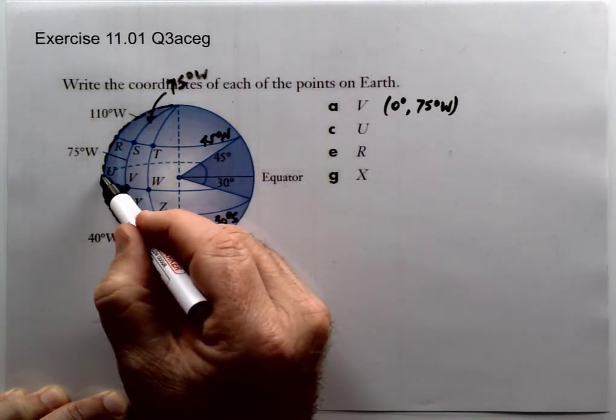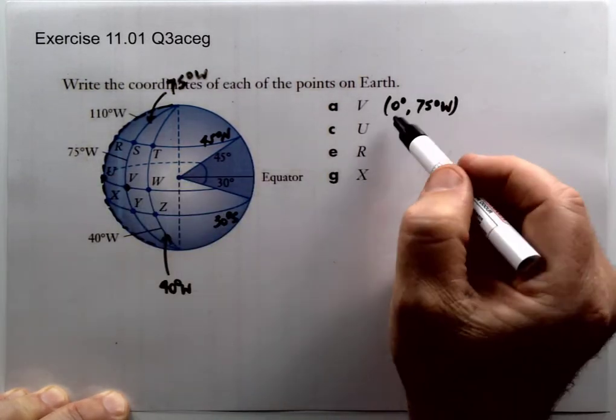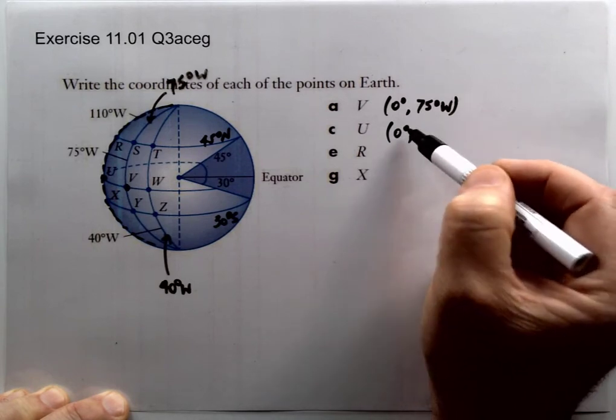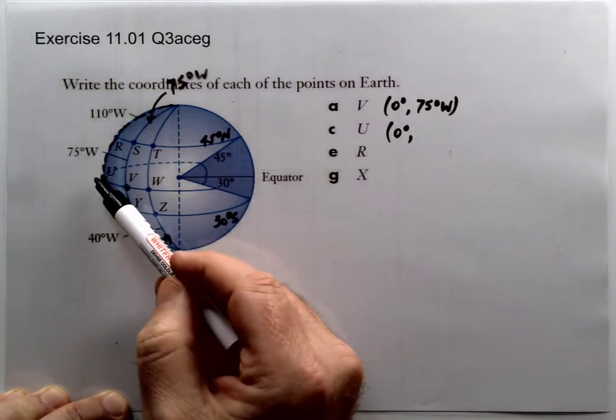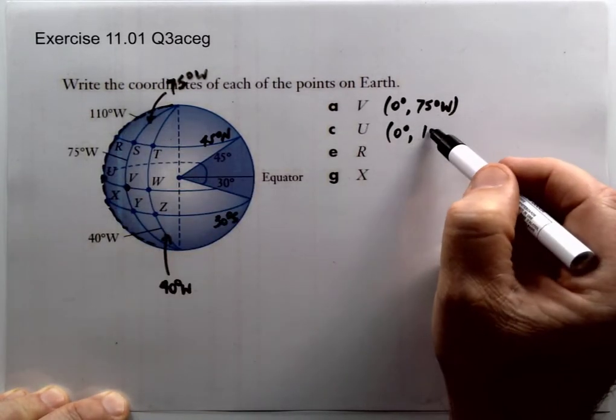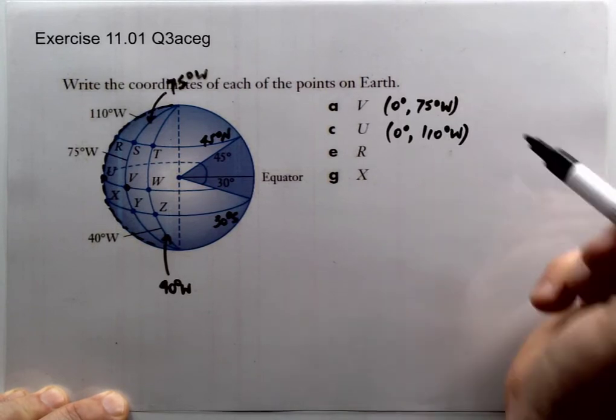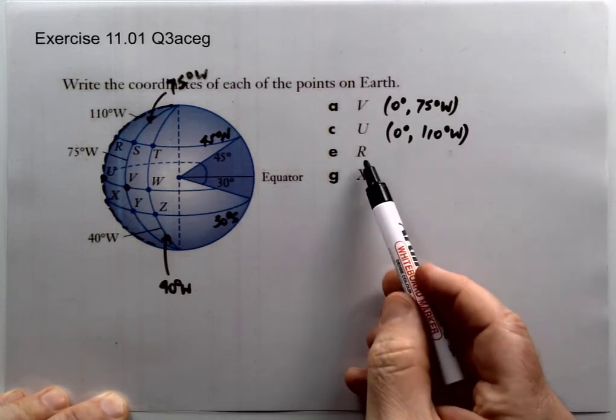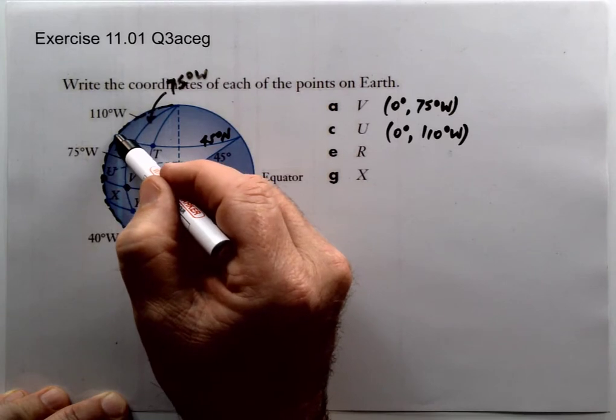U, which is just here. So again, it's still on the equator, still on a northing or southing of 0 degrees. This time it's on the 110 degrees west line of longitude or meridian. R, which is just here.